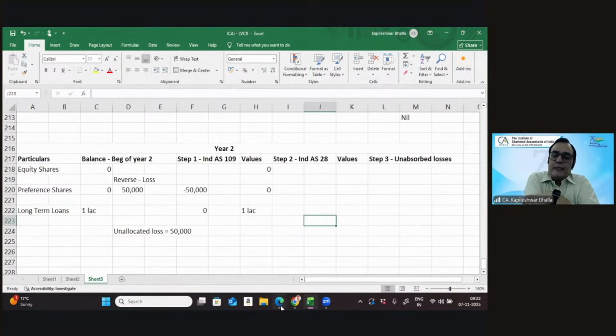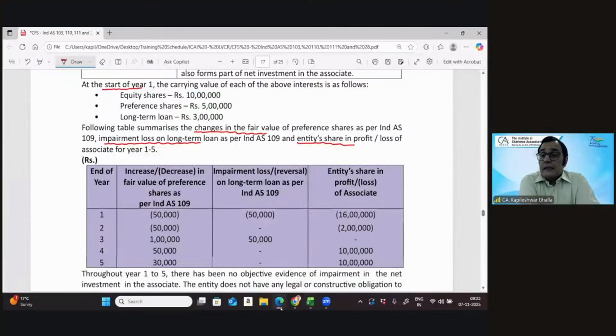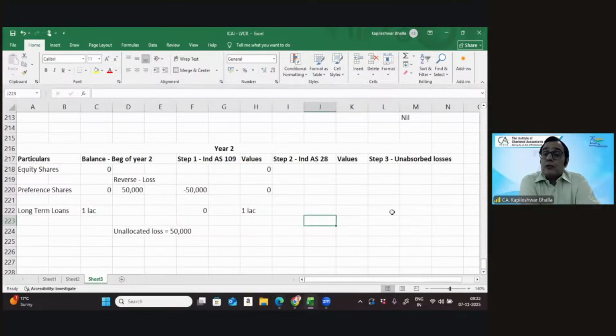Now let's go to Ind AS 28. In Ind AS 28, there is a 2 lakh rupees of loss. Now the question arises, for this 2 lakh rupees of loss, what do we do? Can I allocate anything to the equity? No. Can I allocate anything to the preference? No. Can I allocate this 1 lakh to the long-term loan? Yes. But after allocating this 1 lakh, can you now tell me what is the total unabsorbed loss? Very carefully.